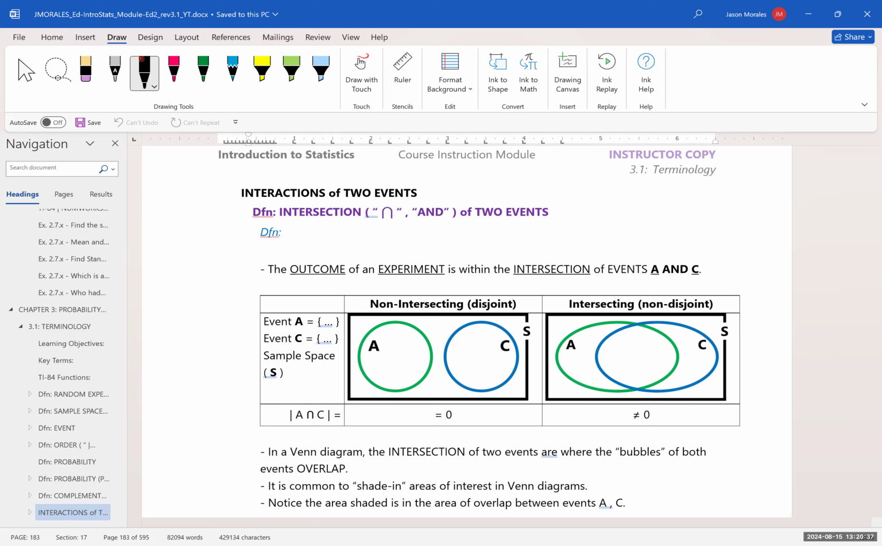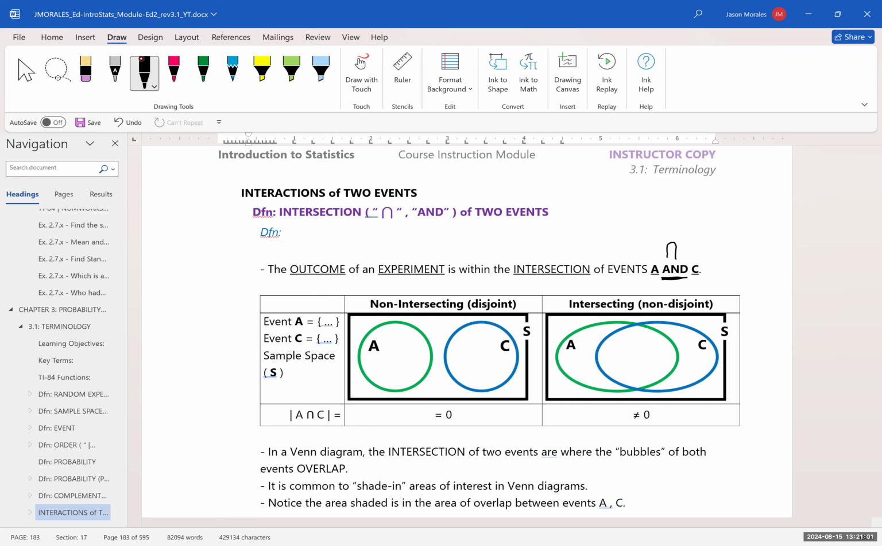So what is that? The outcome of an experiment is within the intersection of events A and C. Typically when you see two events, and we're talking about intersection, we'll use the word "and" between them, or we'll use what looks like a capital upside down U. That stands for intersection.